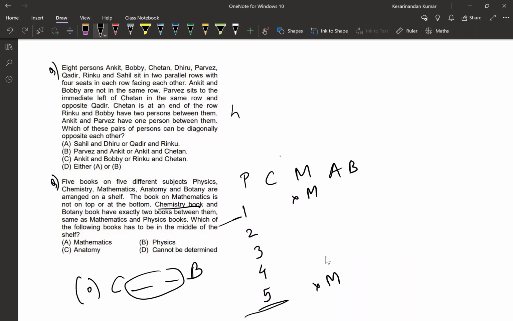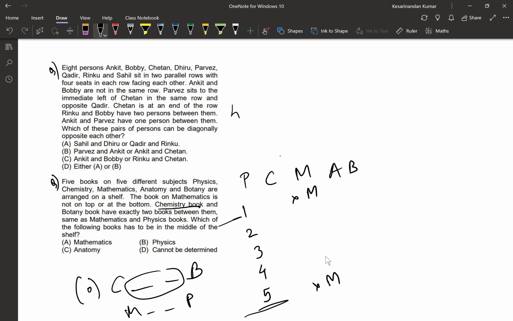Chemistry book and botany book have, sorry, this is done. Same as maths and physics. Also, maths and physics have 2 books between them. Fine. Which of the following books has to be in the middle of the shelf?